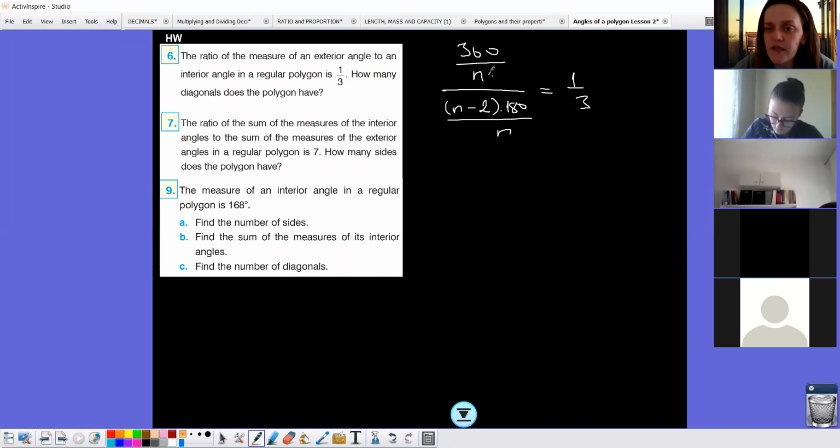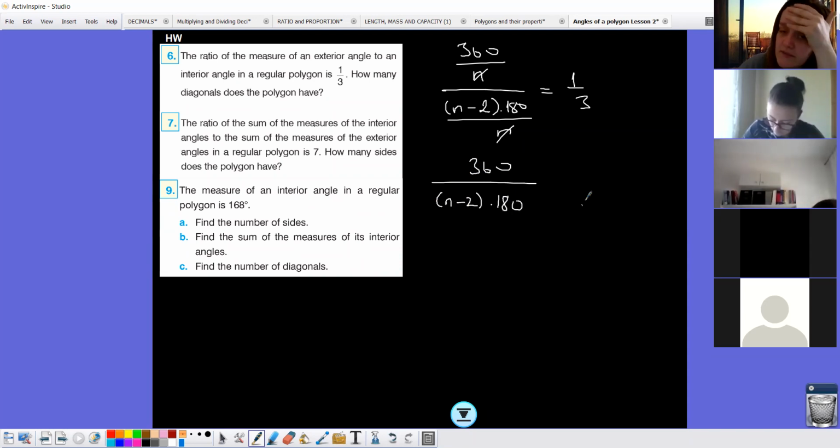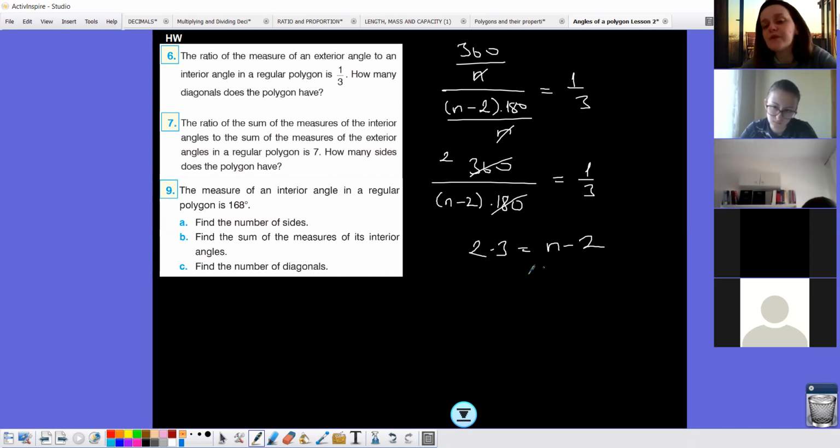So can I cancel these n's here? Yes. And then I have 360 over n minus 2 times 180 is equal to 1/3. 360 and 180 can be simplified, and it will be 2 here. Now, can I do the cross product? It is 2 times 3 is equal to n minus 2. So 6 is equal to n minus 2, so n is equal to 6 plus 2, which is 8.